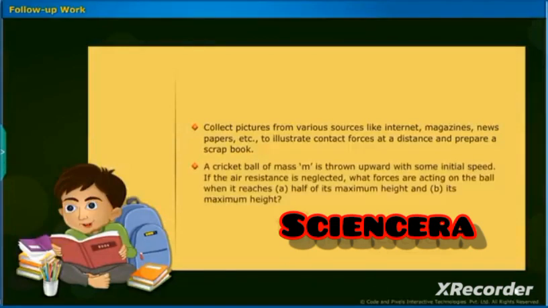A cricket ball of mass m is thrown upward with some initial speed. If the air resistance is neglected, what forces are acting on the ball when it reaches A. half of its maximum height and B. its maximum height?